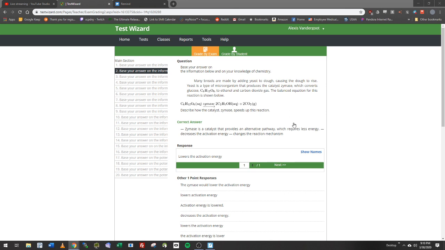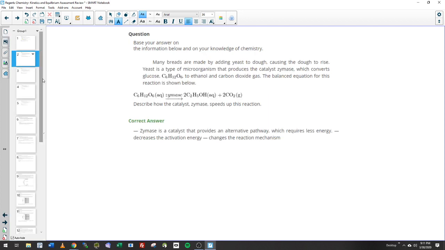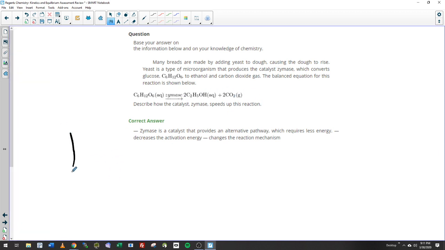Okay, I'm moving on. All right, number 2. Number 2 says, describe how the catalyst zymase speeds up this reaction. So I'm actually going to go to the Smart Notebook file for a minute, and I'm going to take a look at this. If this was the chemical reaction, I don't know if this is actually your endo versus exo. Doesn't really matter. Let's say that this is an exothermic process. This is my artistic sketch of an exothermic diagram.